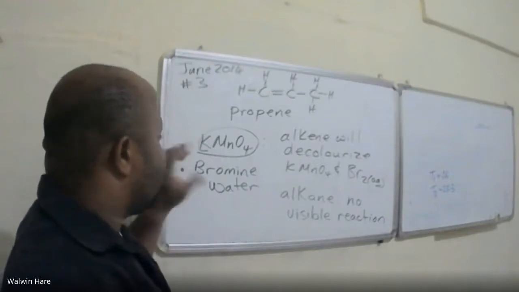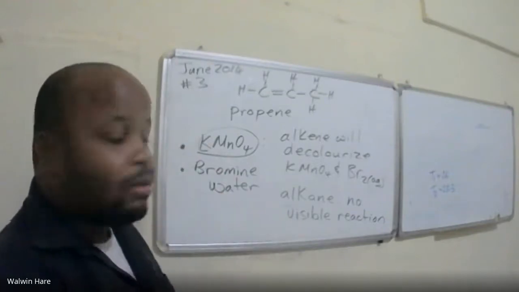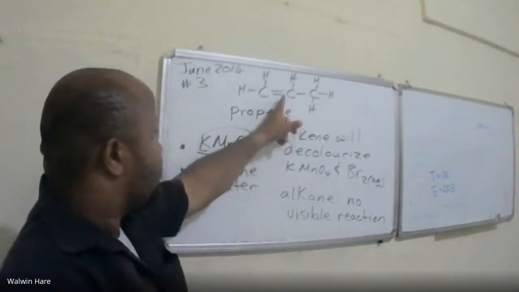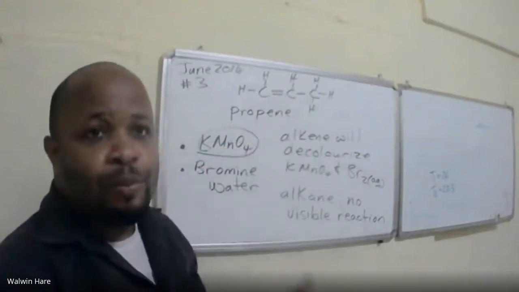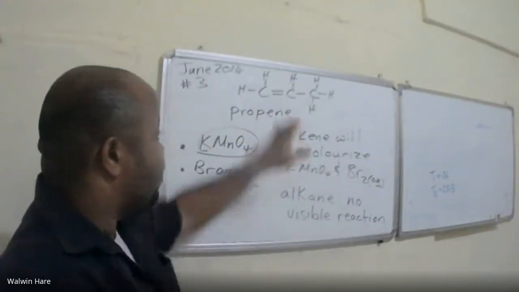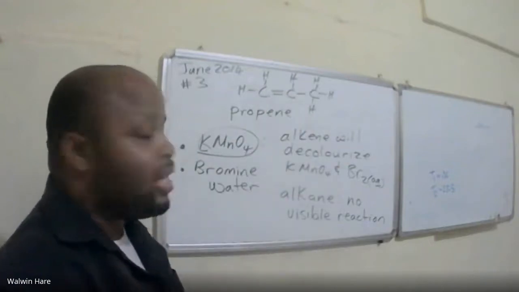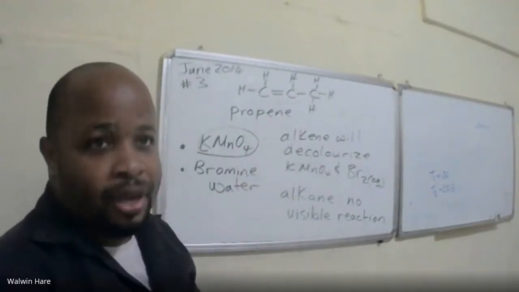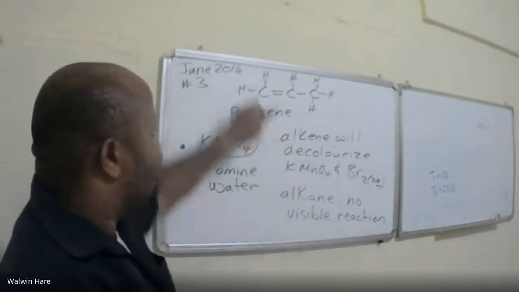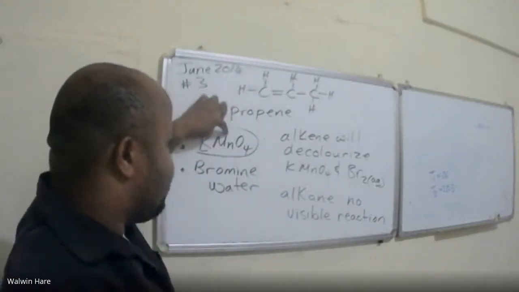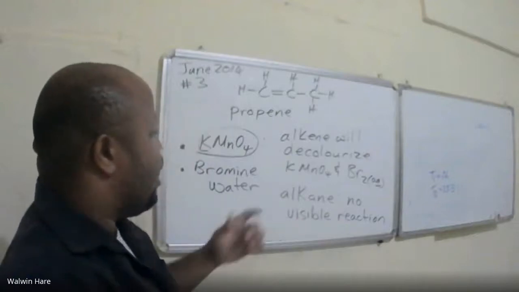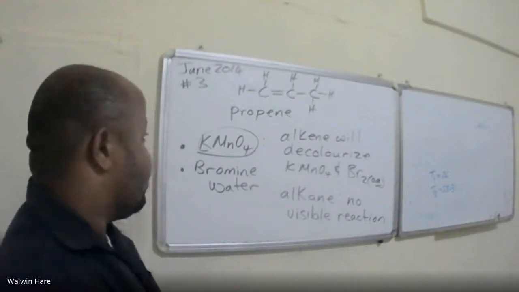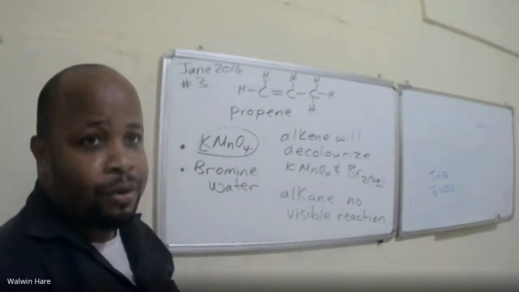So all you would do is just add a few drops. In terms of a test, just add a few drops of KMnO4 to compound A or compound B, to both of them. Compound A is the alkene, compound B is the alkane. For your observation, compound A would decolorize the potassium permanganate, and compound B, which is the alkane, no visible reaction will occur. That is if you want to use KMnO4.